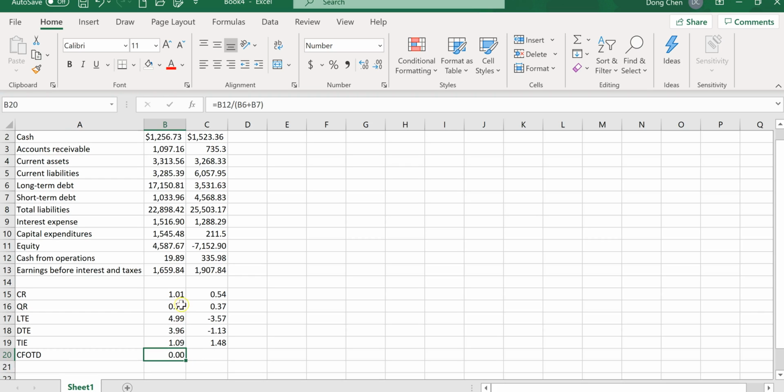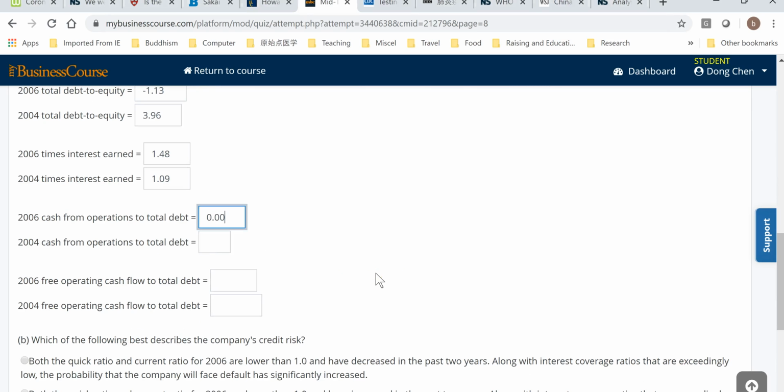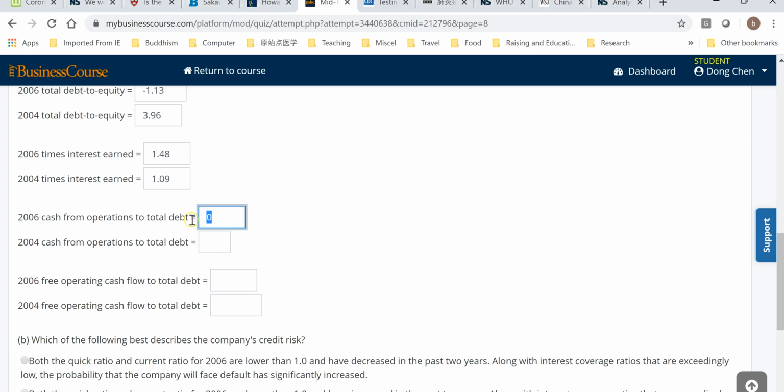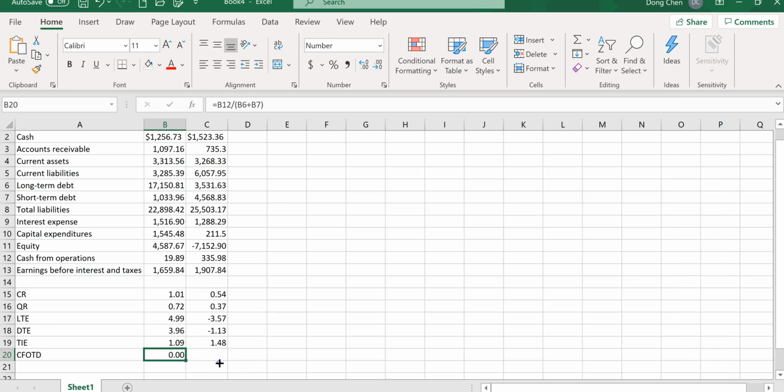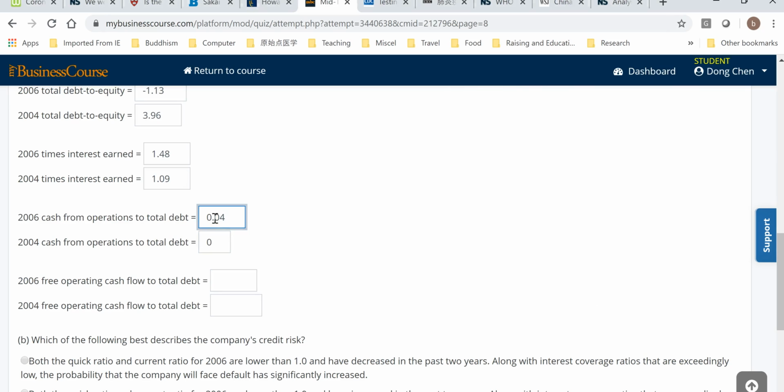That's because it's a very small number, so it turns out to be 0, but it's actually not 0 because the cash from operations here is positive. So this is a very small positive number. But when we keep two decimal places following the rounding requirement, it turns out to be 0.00. That's why I kept saying we need to be careful, because that's actually the number for 2004, not for 2006. And for 2006, it turns out to be 0.04.